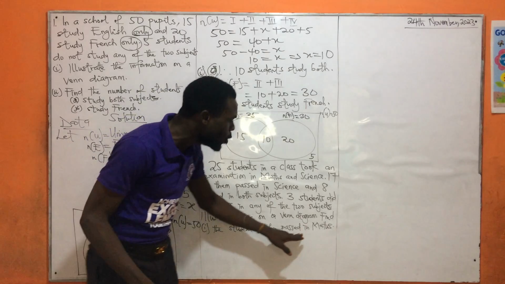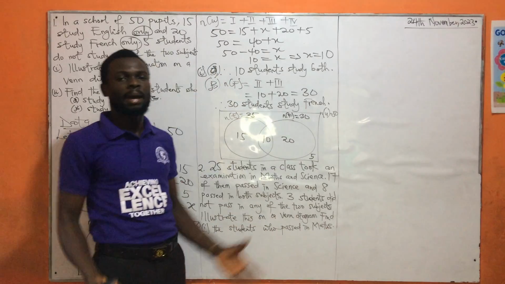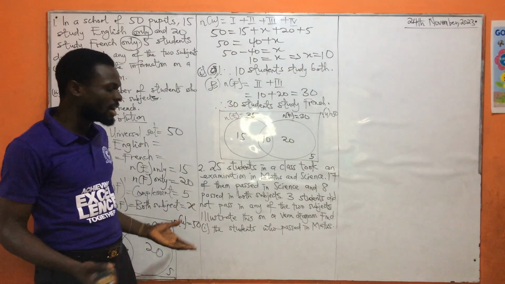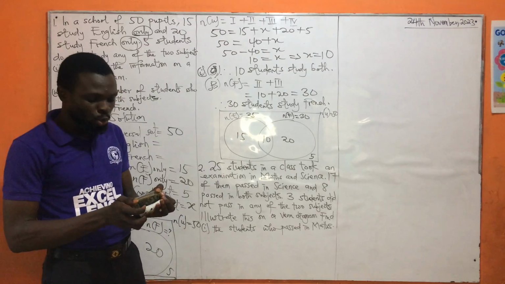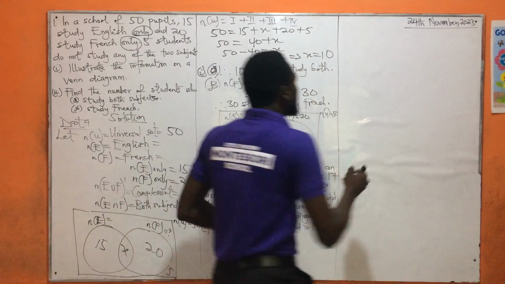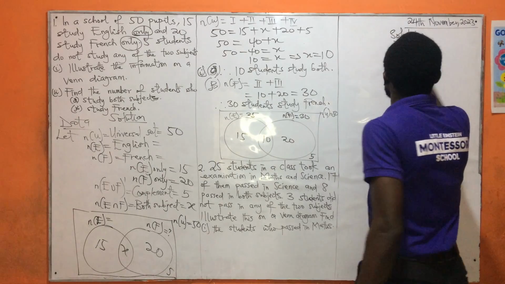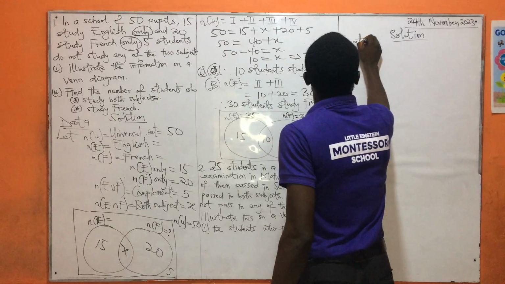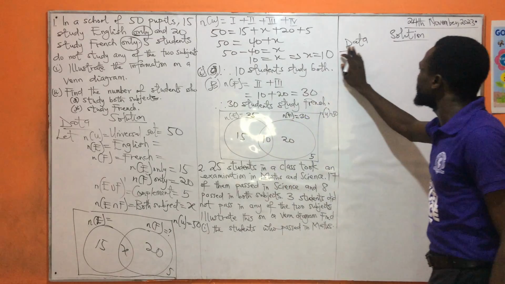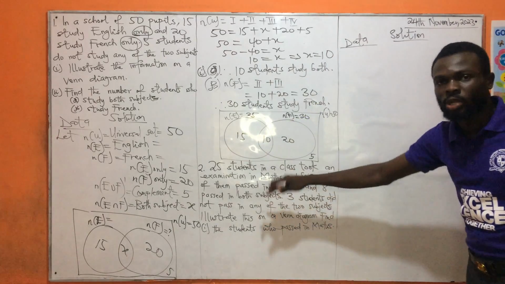Find the students who passed in mathematics. This question is very, very simple. All you need to do is your what? Is to draft your data. So if I have my solution, I need my data. And the data here, I am interested in what the question is talking about.